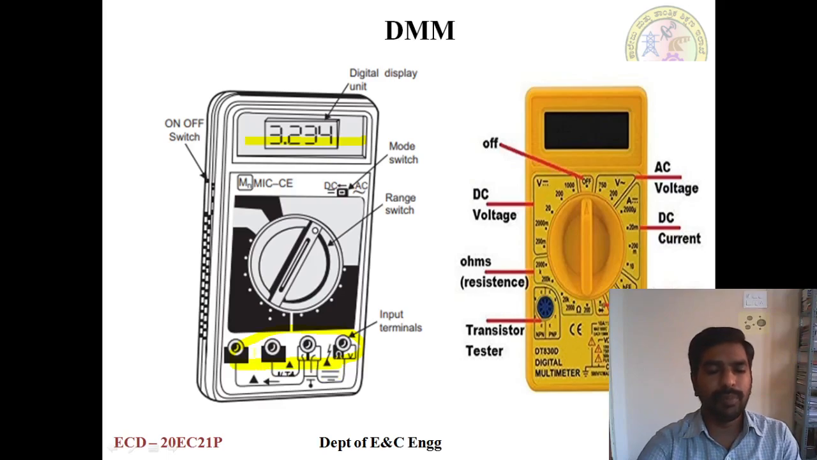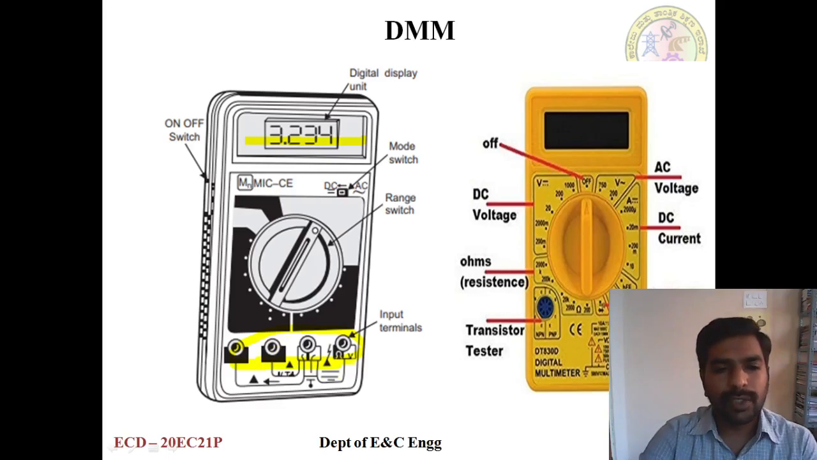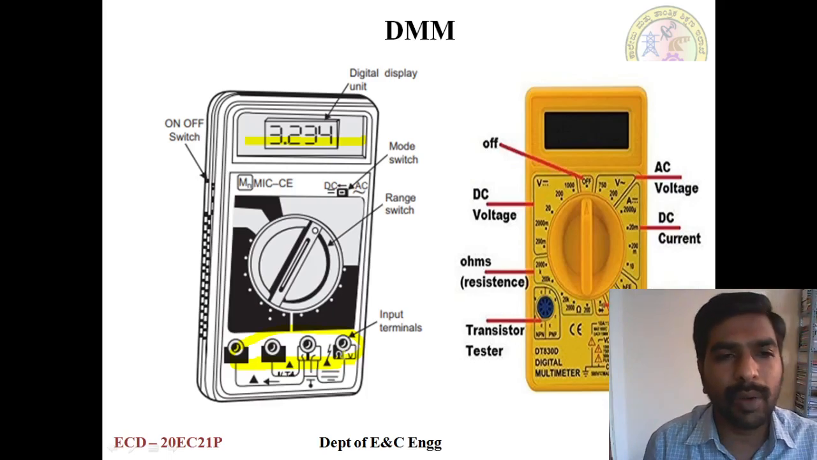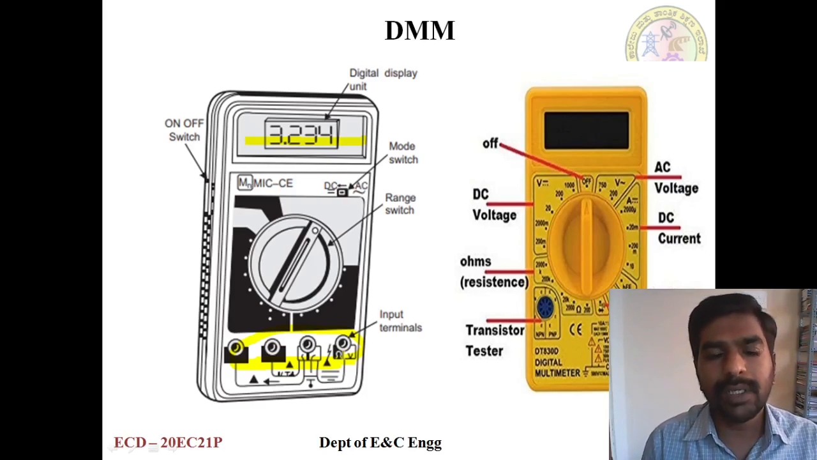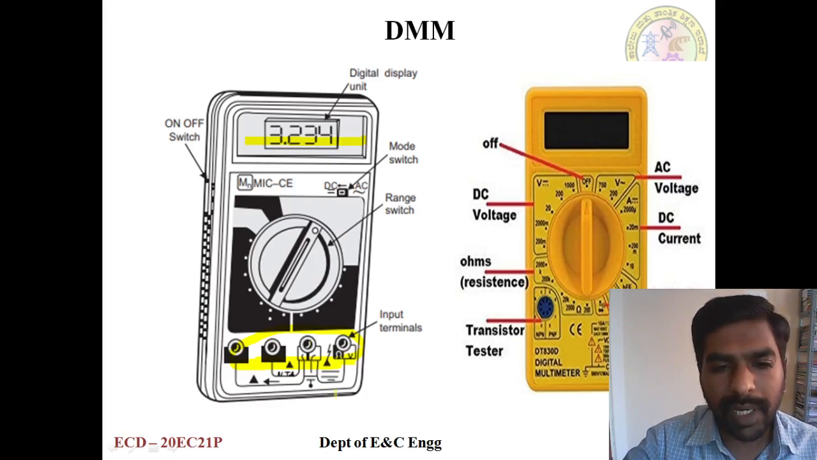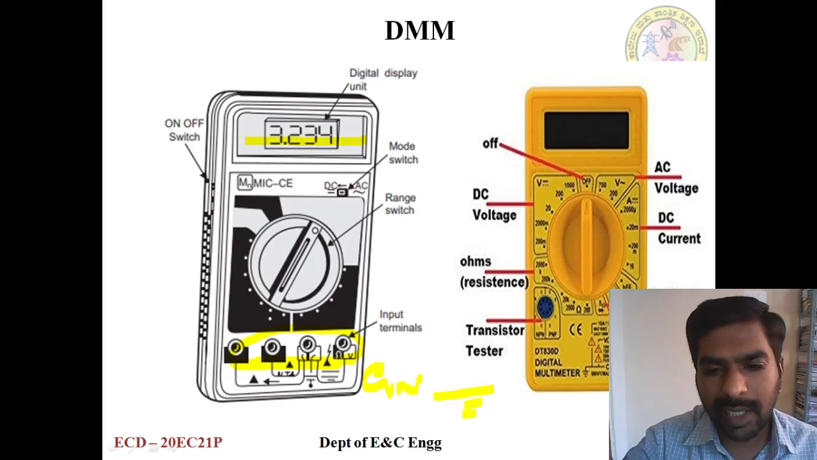A few multimeters have 3 sockets and a few multimeters have 4 sockets, depending upon the capability of the multimeter, how it is designed, and the features the manufacturer has given. Based on that, there may be 3 connecting points or 4 connecting points. The one common connecting point is called ground, which can be marked as G or GND. This is about ground.